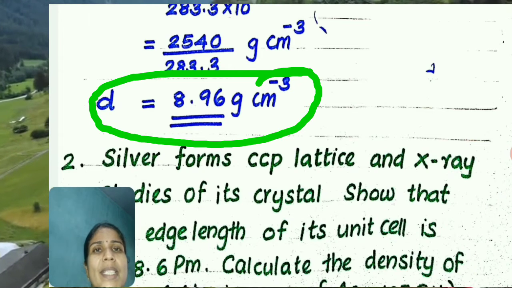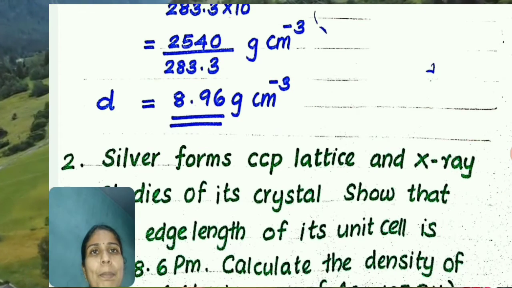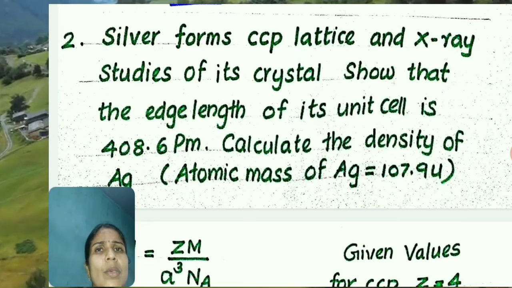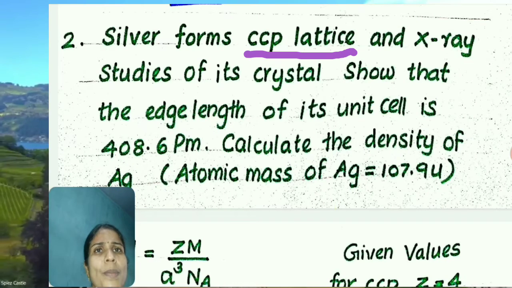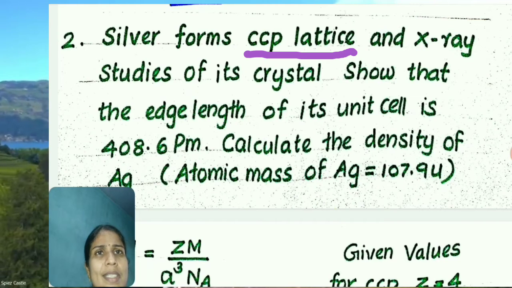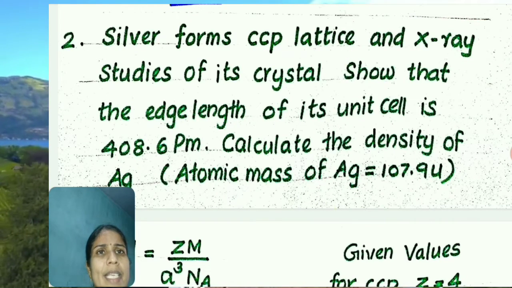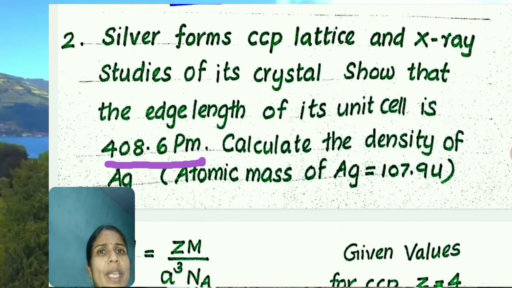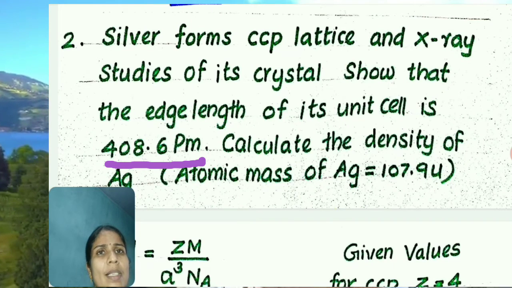That means density, the unit is gram per centimeter cube. The second question is: silver forms CCP lattice and X-ray studies of its crystal show that the edge length of its unit cell is 408.6 picometer.